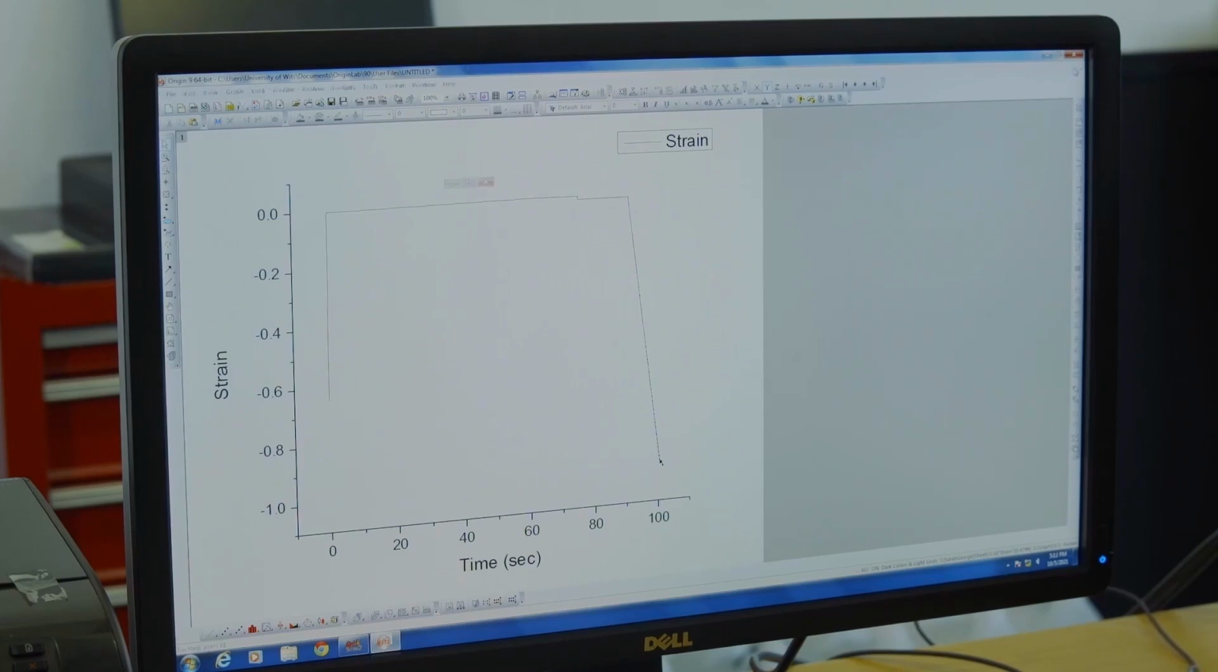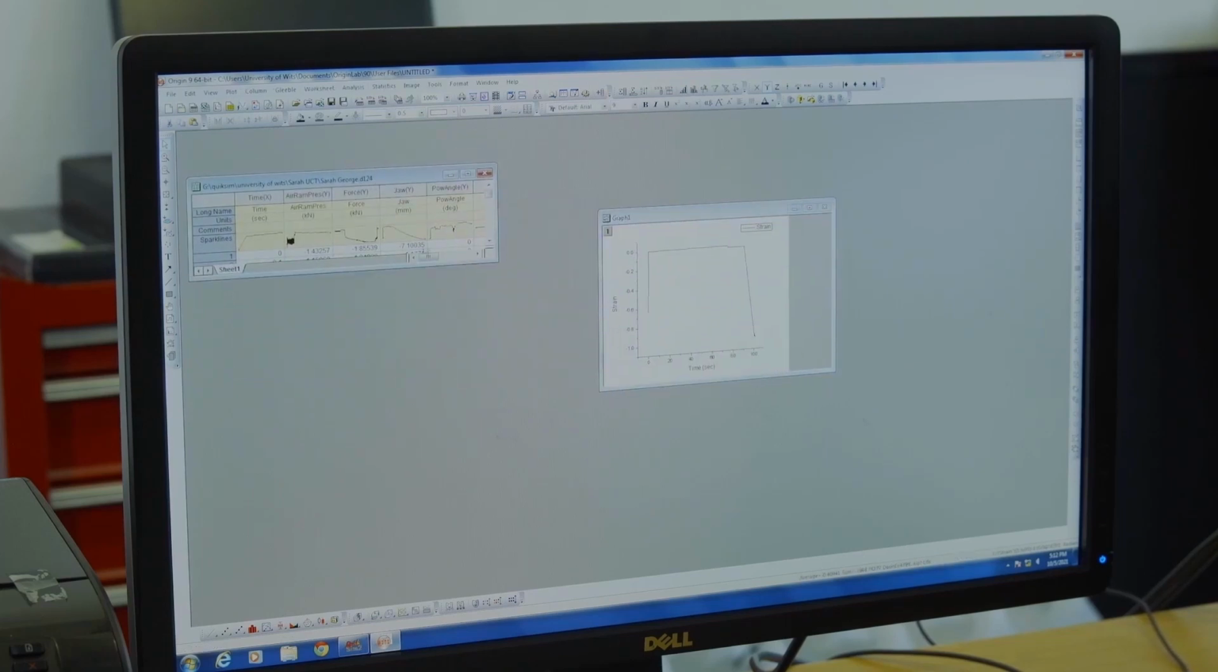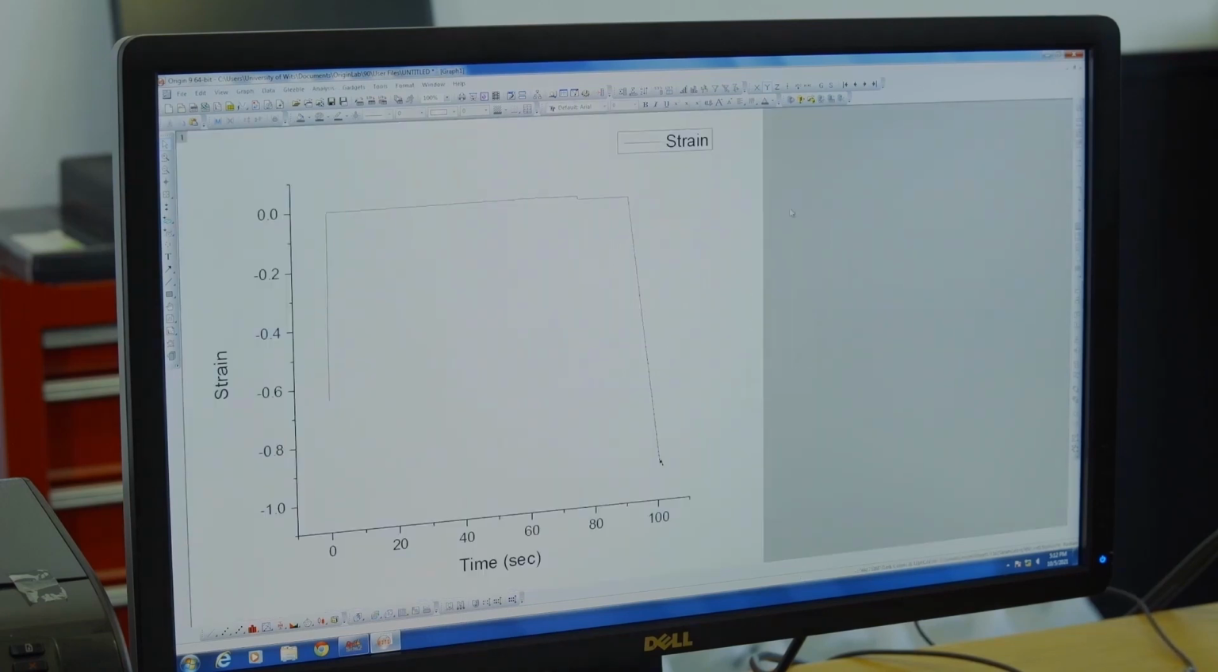So I'm going to minimize this so that you have this. So you see we've plotted strain, the highlighted one, against time, and that gives you the strain rate. So we're going to analyze this and calculate the slope of this line you see here. The slope will give us an idea of the strain rate.